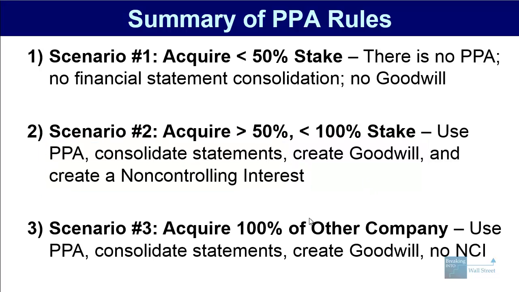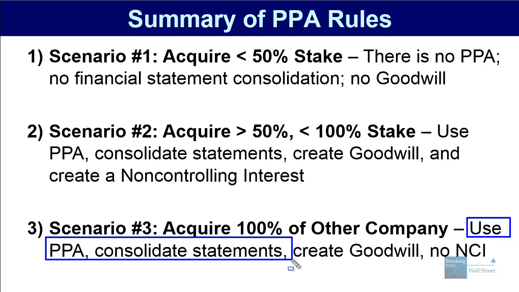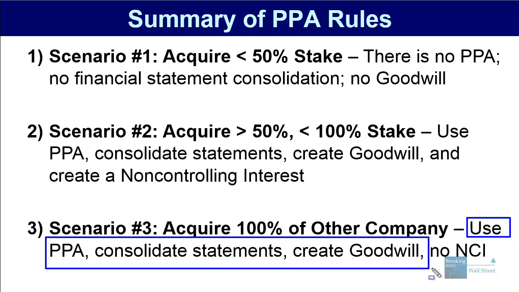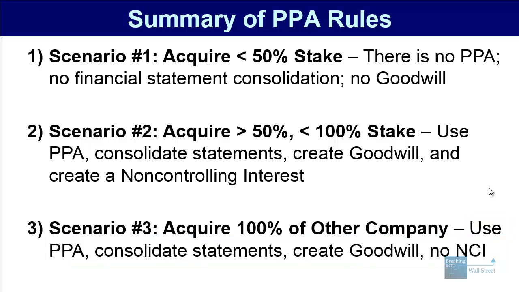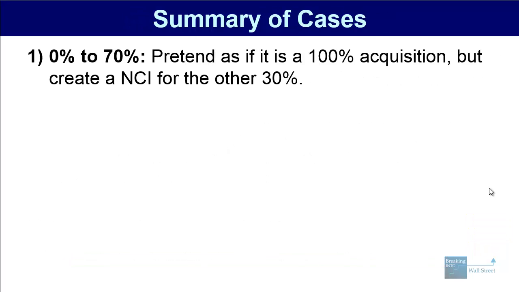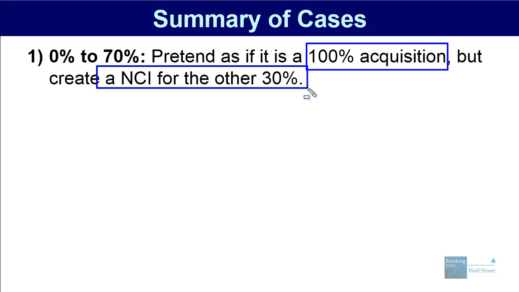And then when you acquire 100%, you also use purchase price allocation, you consolidate the statements 100%, you create goodwill, but there is no non-controlling interest here because you control 100% of the company. With the cases that we went through, if you go from 0% to 70%, it really is the same as a 100% acquisition, but you need a non-controlling interest for the other 30%. So you need to create that to ensure the balance sheet balances.